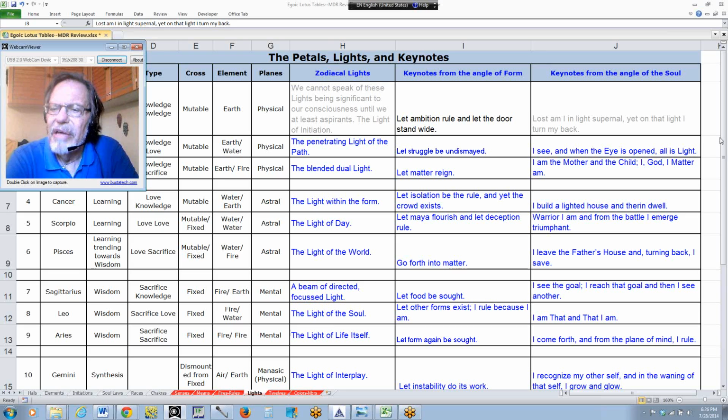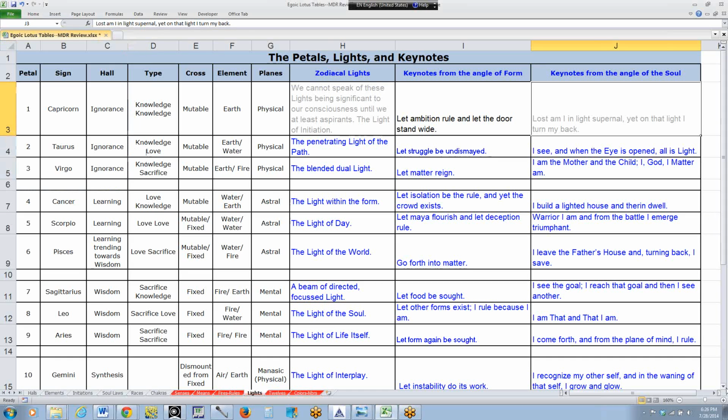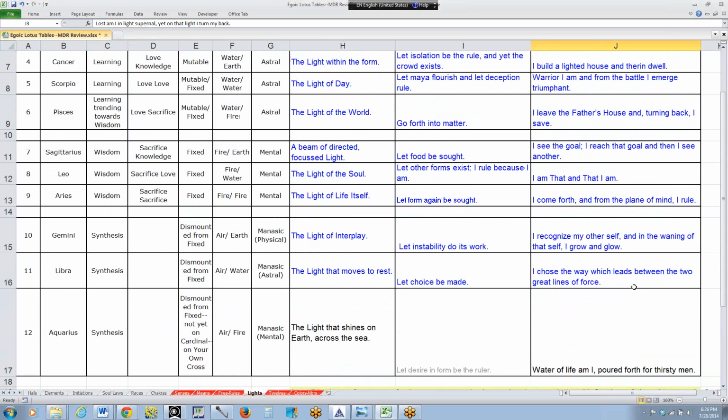I come forth, and from the plane of mind I rule. Well, I have to be focused in the higher mind, ninth petal again, areas of the ninth petal and beyond. I recognize my other self, and in the waning of that self I grow and glow. I am in the soul, and I recognize the personality from the soul perspective. Ninth petal and beyond. I choose the way which leads between the two great lines of force. It's not the fifth petal.